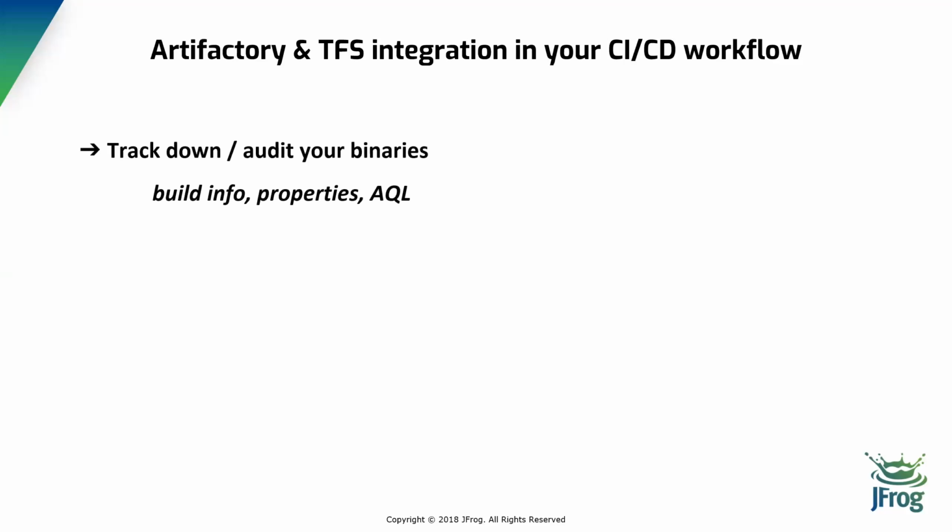So, I've talked about tracking down and auditing your binaries, and for that, you would rely on specific features from Artifactory. The first one would be the build info. Don't worry, I'll be talking about different terms, and I will show you them in the next few minutes. You will be able to really understand what it is exactly and how it's implemented in Artifactory.